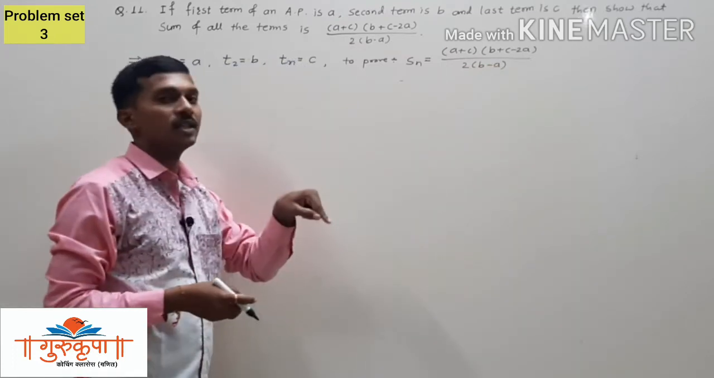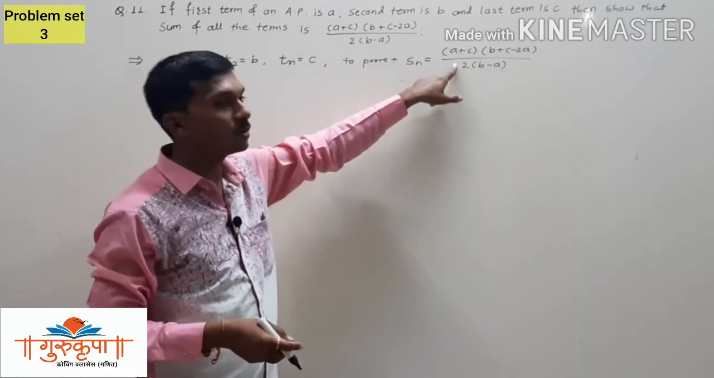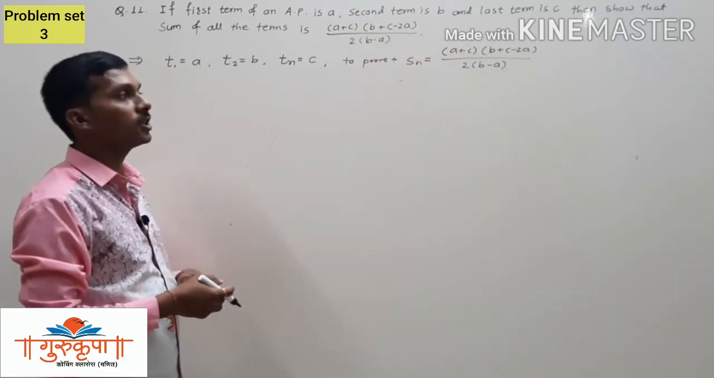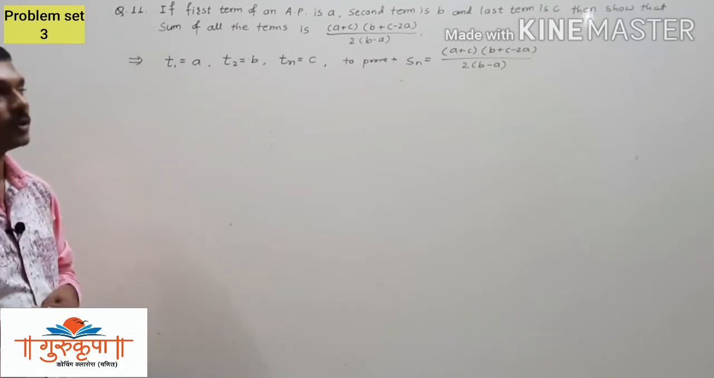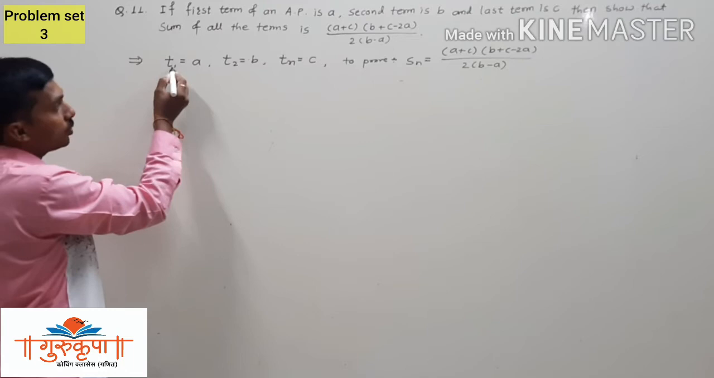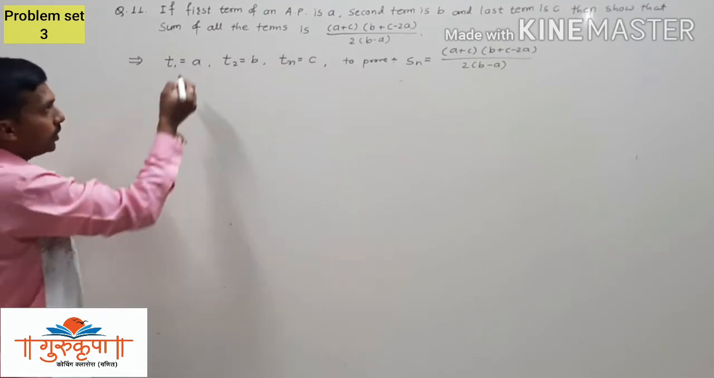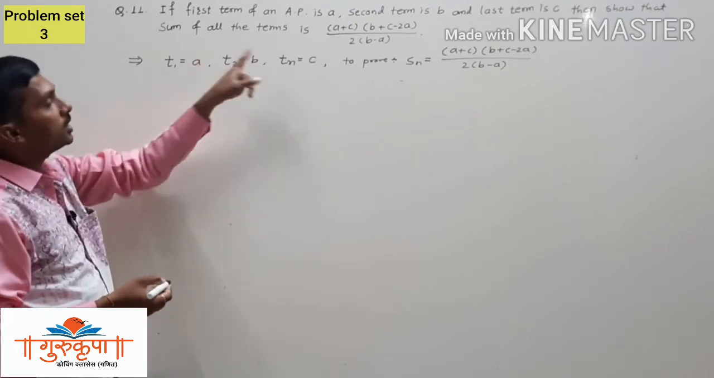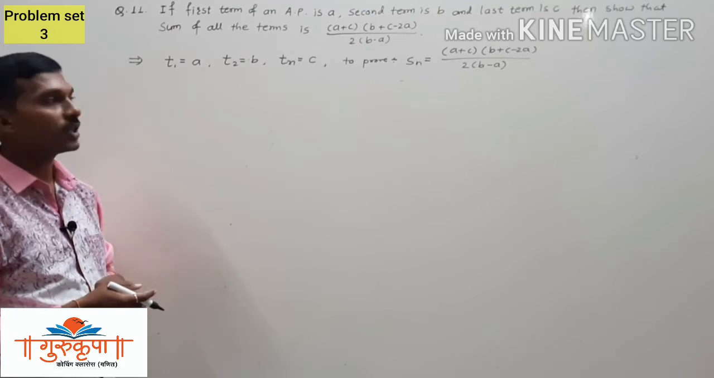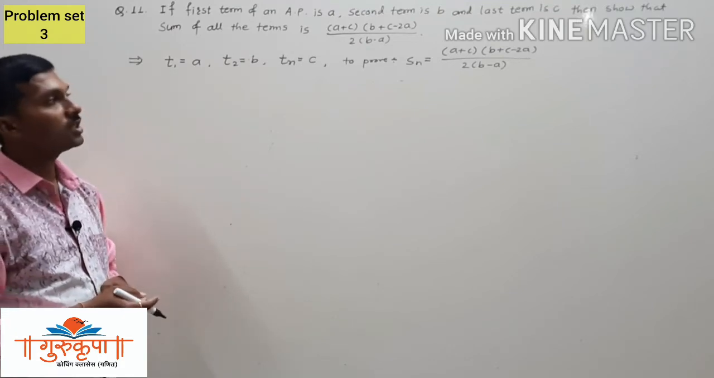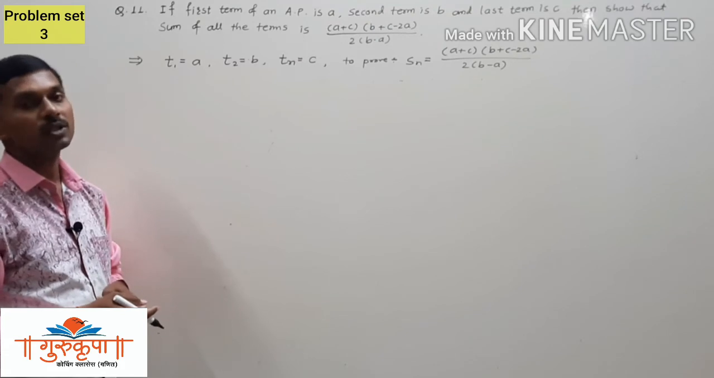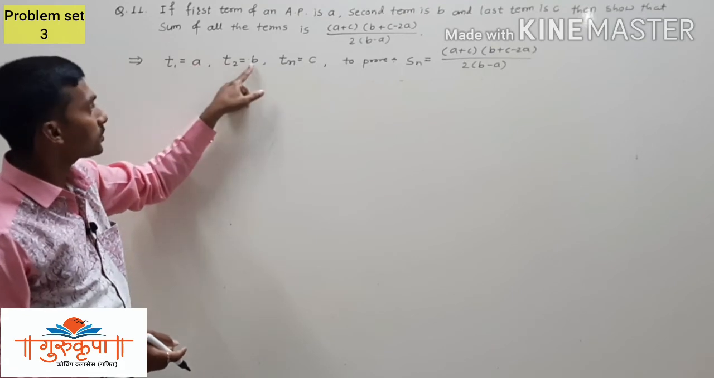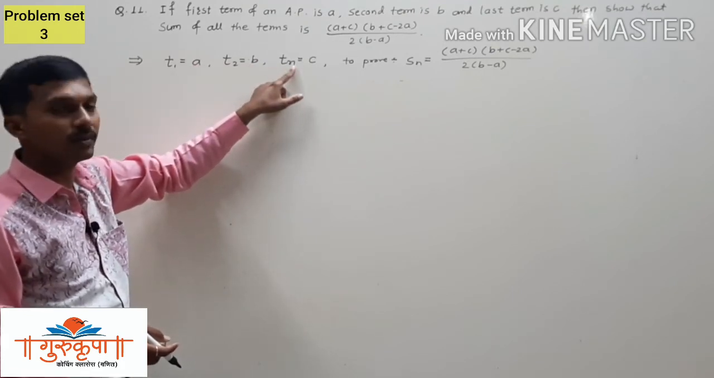We have to find the Sn, the sum of the n terms. Since here we know the first and last term, we know both the terms, so we can easily get the sum of the n terms by using the formula, that is Sn is equal to n upon 2 into the bracket t1 plus tn. This is the nth term. So here we will find the value of n first.